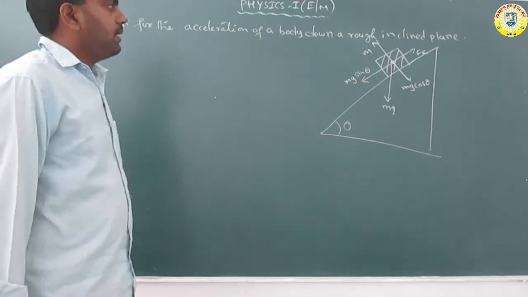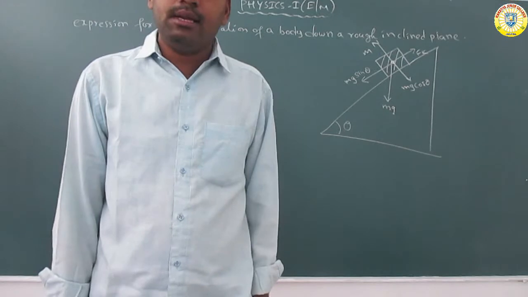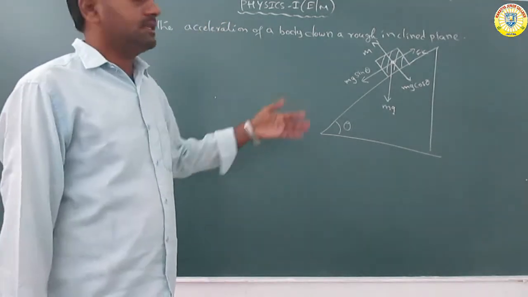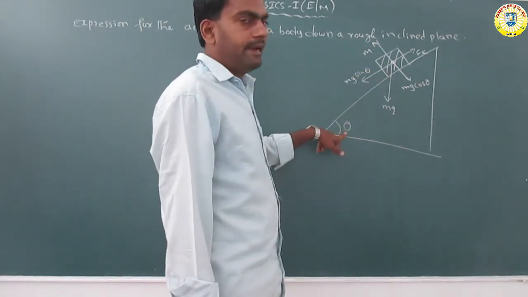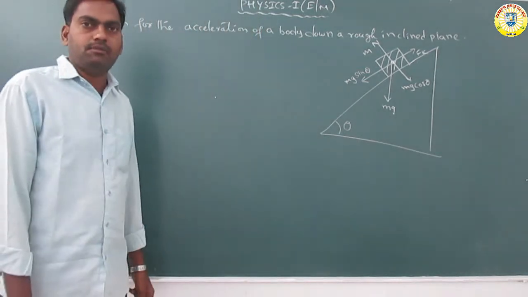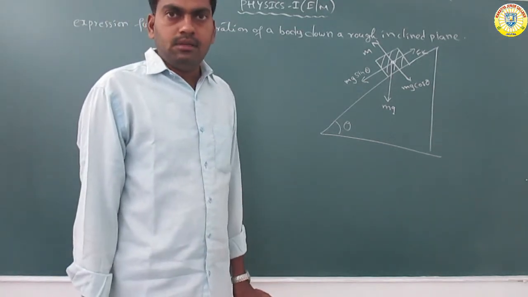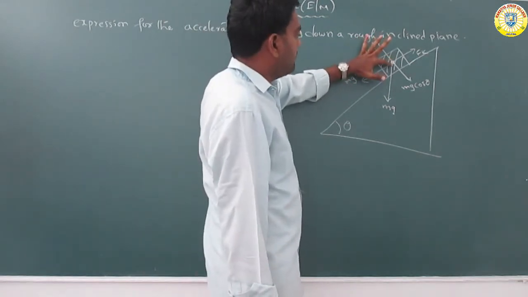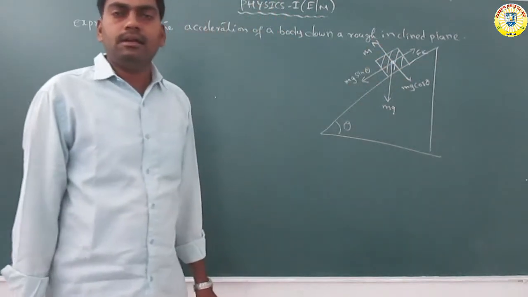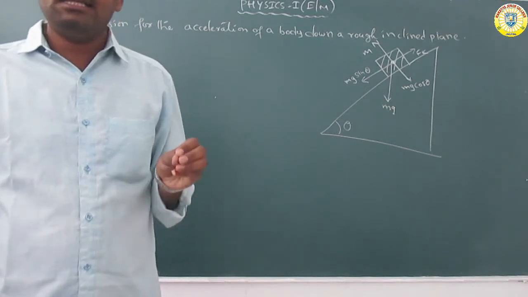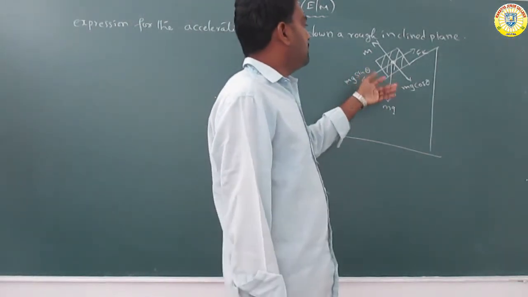Now we consider a body of mass m on an inclined plane. See that in the diagram: m is the mass of the body on an inclined plane, making angle theta with the horizontal. Some forces are acting on the body. The weight of the body is acting vertically downwards. The normal reaction N is acting in the upward direction. That is the weight of the object.